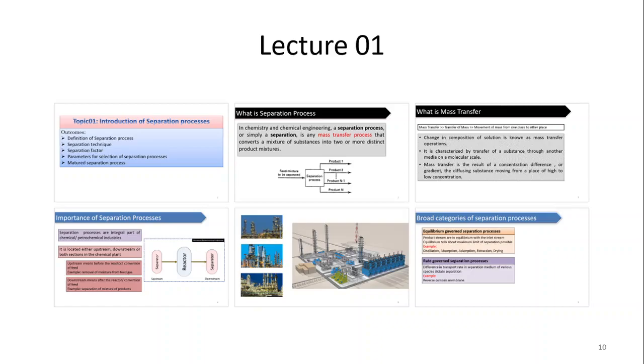Dear students, in the previous lecture, that is lecture 1, we discussed some of the basic concepts of the separation process. What is a separation process and what is mass transfer? We also discussed why the separation process is so important for chemical and petrochemical plants. We also went through some basic images and plant pictures, and then discussed the broad categories of separation processes. What are the two broad categories of separation process?